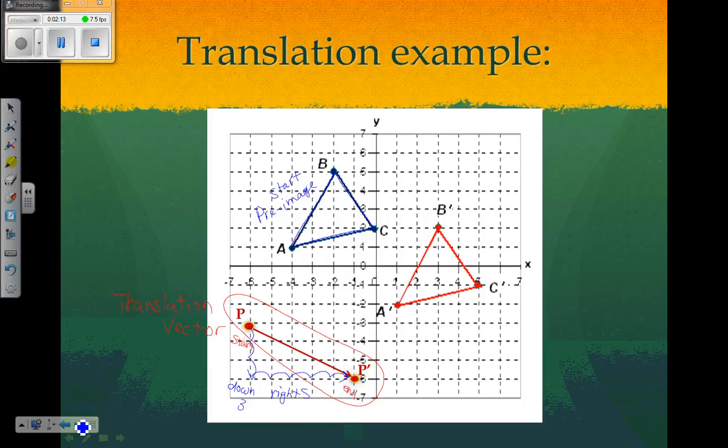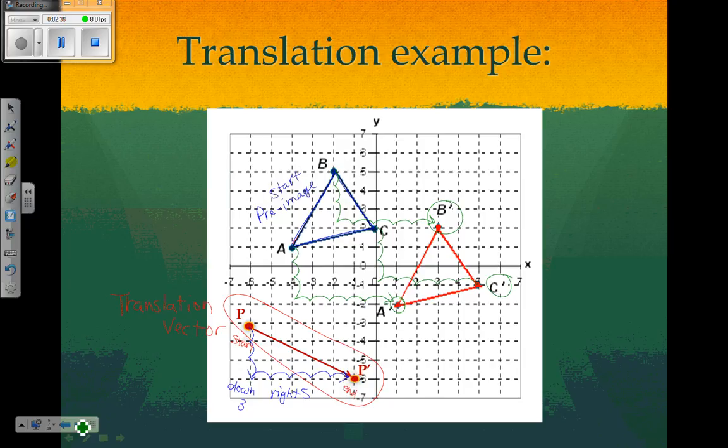So what they did is basically they took A and moved it down 3 units and right 5 units, and it became A prime. The same thing with B. B went down 3 units and right 5 units, becoming B prime, and C went down 3 units and right 5 units, becoming C prime. So that's how you perform a translation.